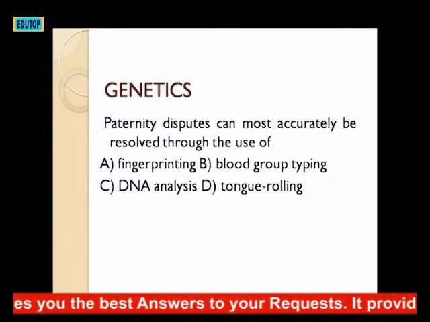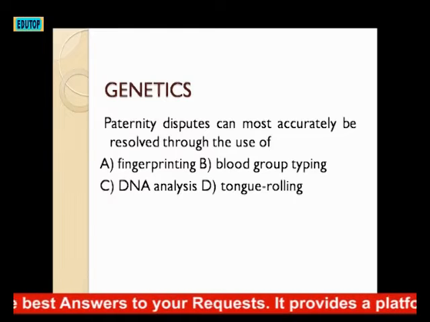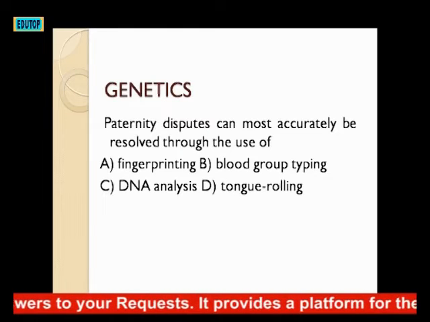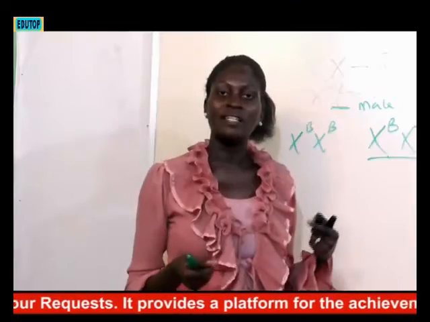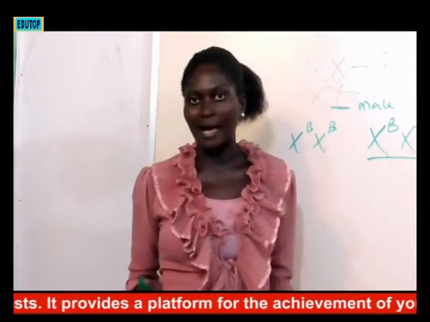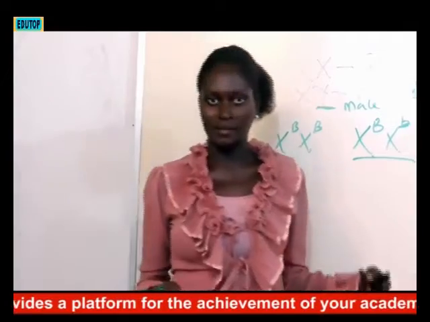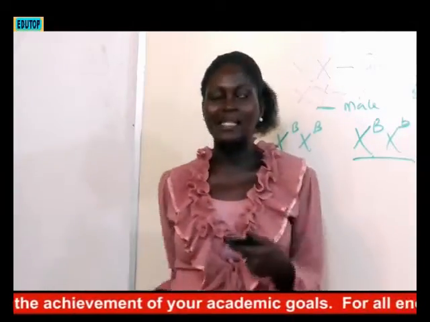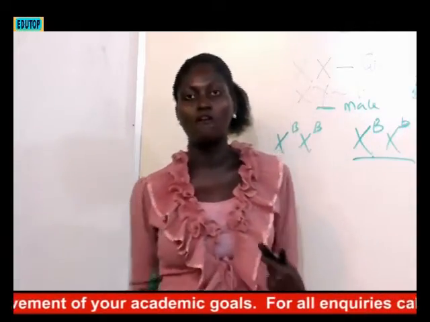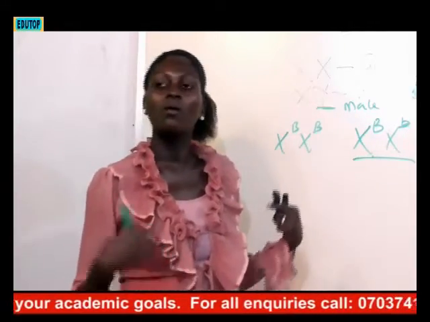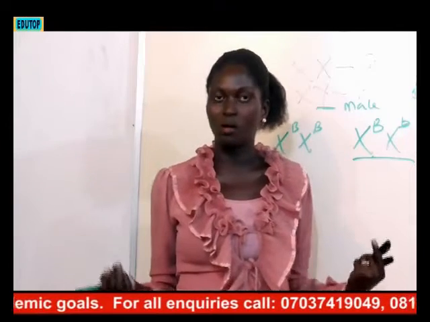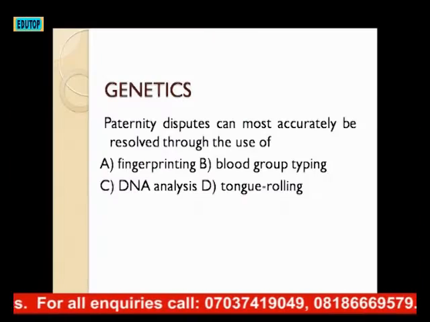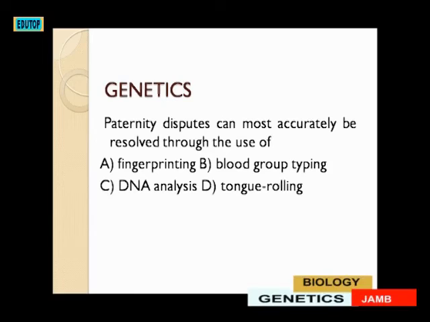The next question. Paternity disputes can most accurately be resolved through the use of what? When there is a dispute, Mr. A is the father of child C. Mr. B also says I'm the father. Or the mother is saying it is this person, and there is a dispute over who the father of the child is. What can we do to resolve that dispute? A says fingerprinting. B says blood group typing. C says DNA analysis. D says tongue rolling.